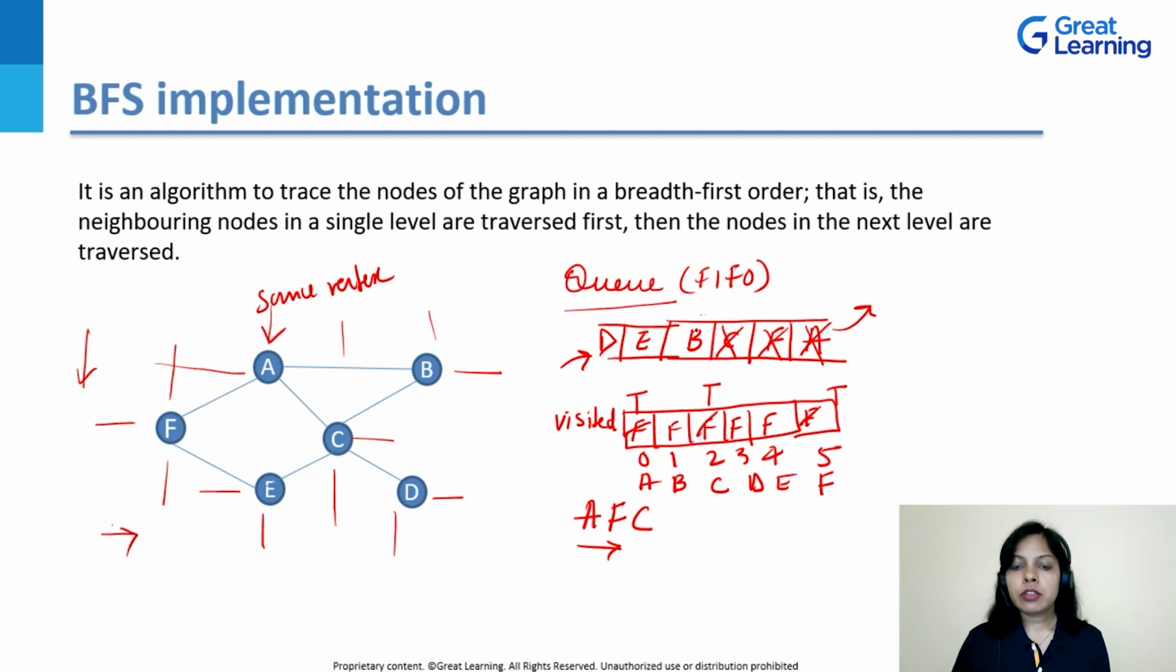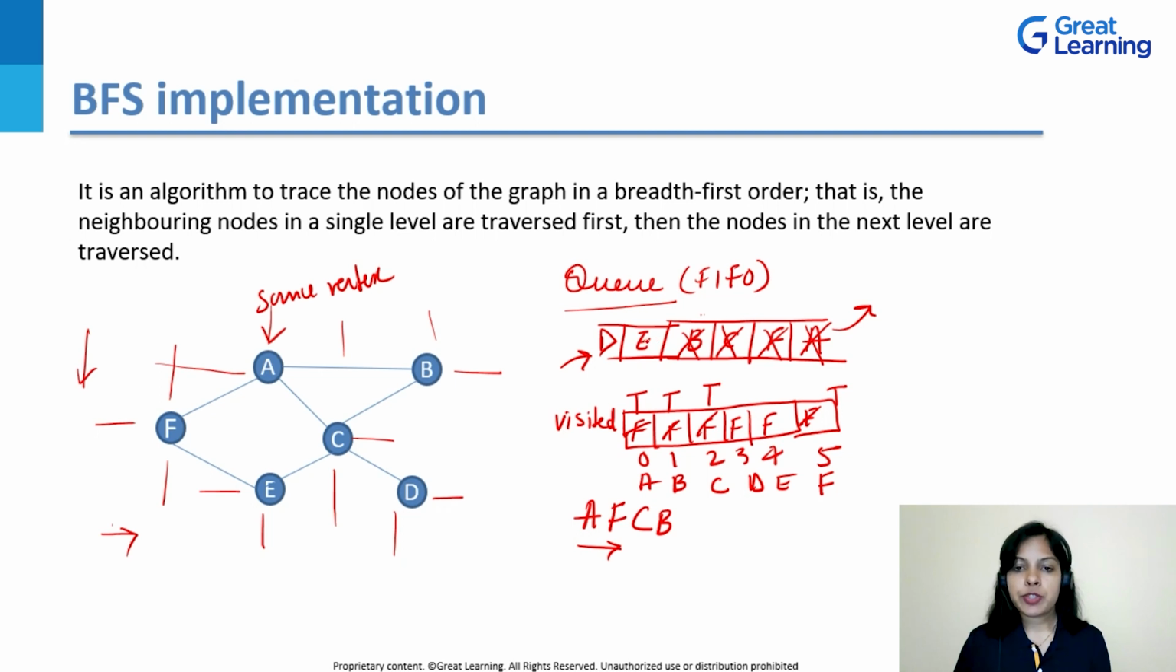Fine. Next to be visited is B. Right? So B will be deleted from here. B is the next visited and B will be marked as true over here. Right? Now, which are connected to B? C and A. And A is already visited, C is also visited. So nothing is there to insert right now.